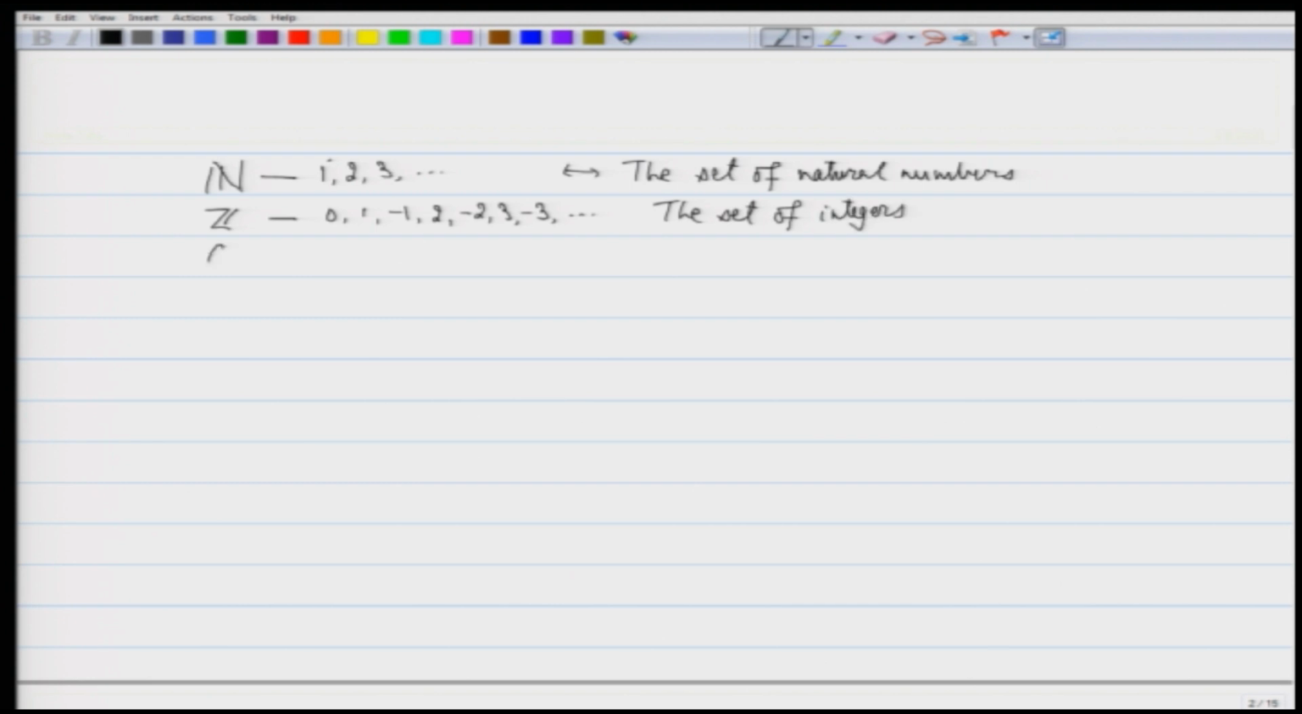Similarly, we have the rational numbers Q, which is of the type p upon q, where p and q are integers and q is not equal to 0. So, this is called the set of rational numbers. Then we have what are called real numbers.